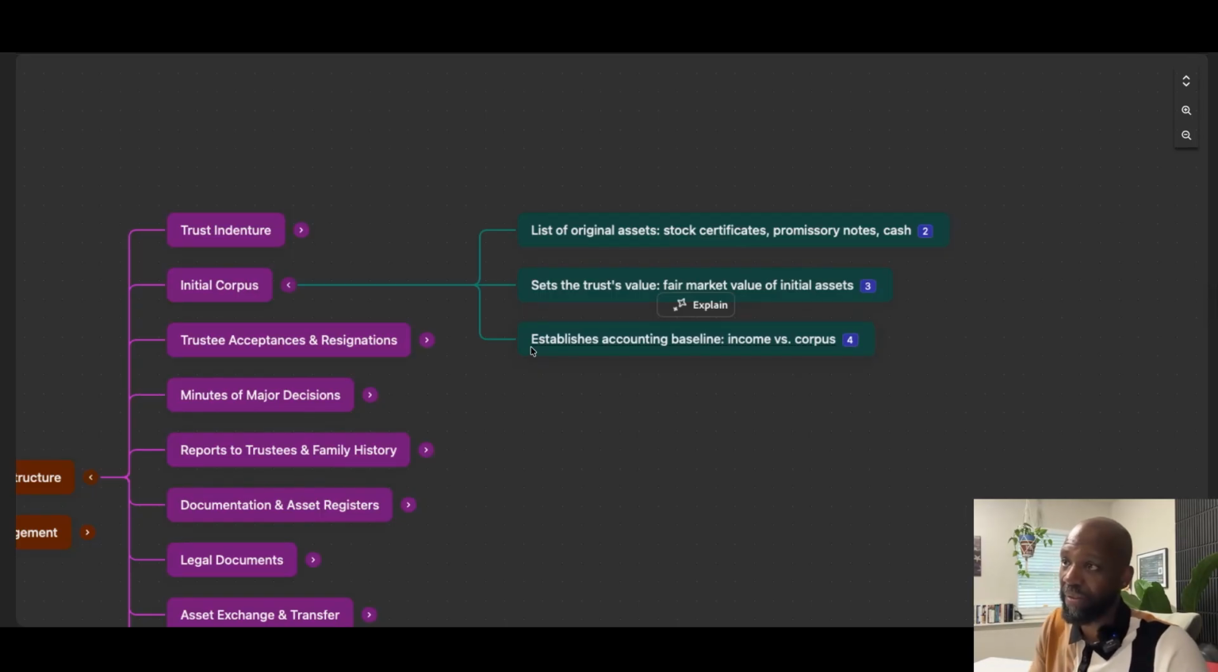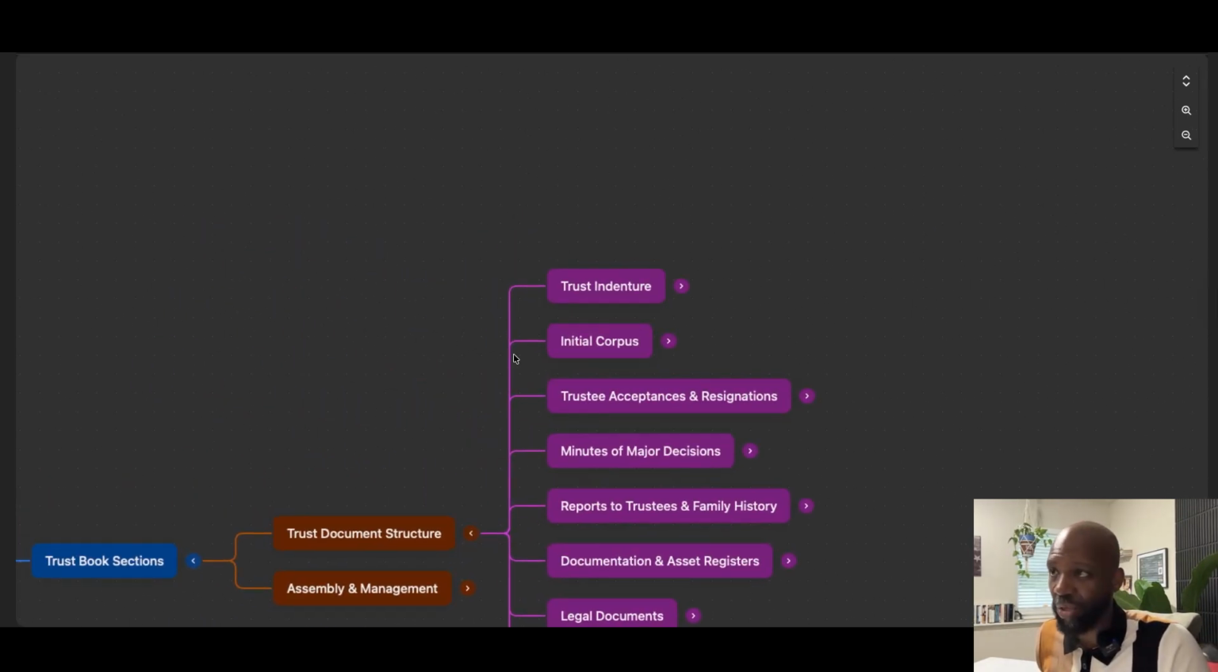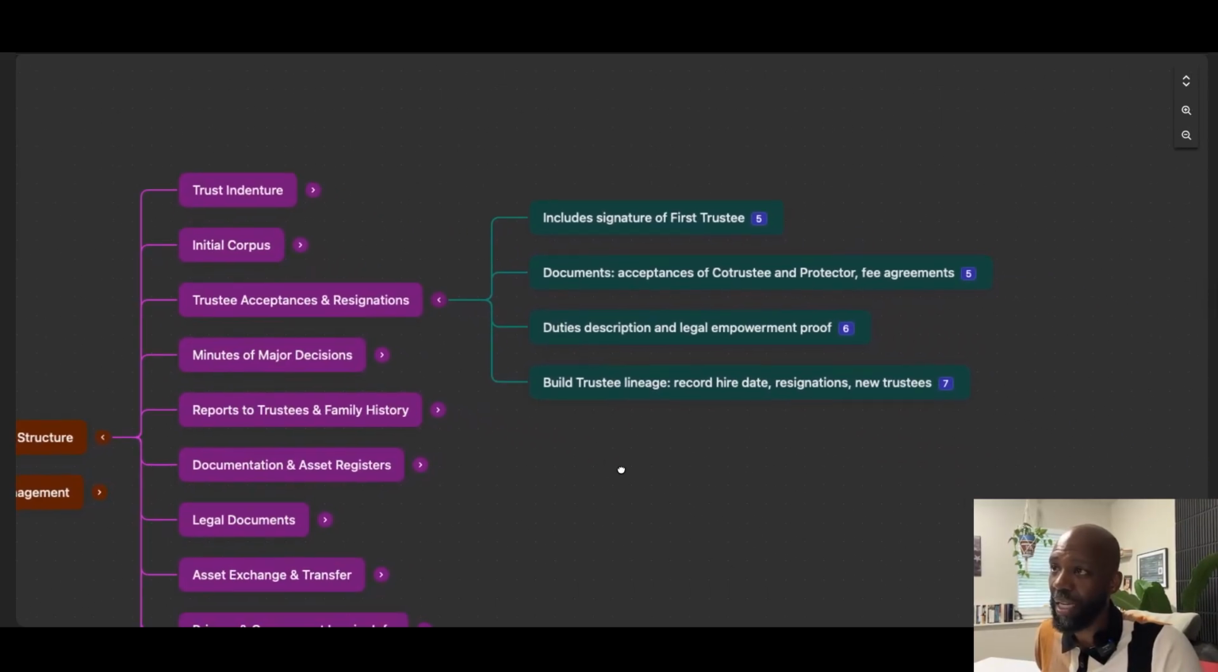How much is the trust worth? Income versus corpus, right? Income versus corpus. It's a difference. We're going to go over it. Stay tuned. Keep watching. Stay with me. This is the trust book. These are the documents that go in it. These are the sections I'm showing you right now.